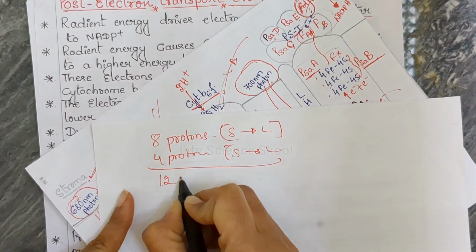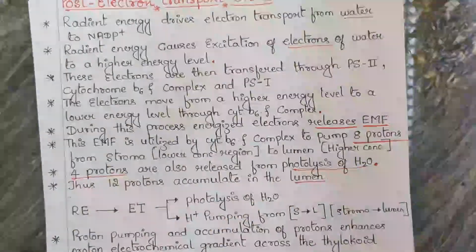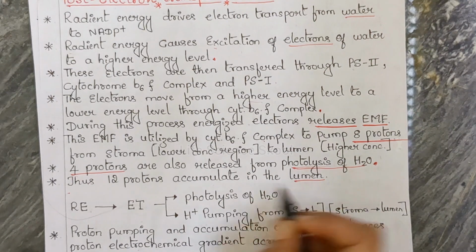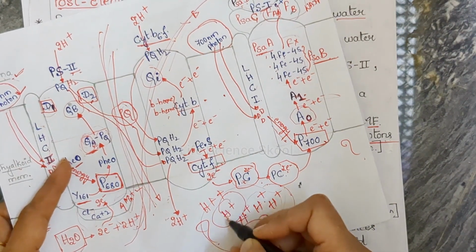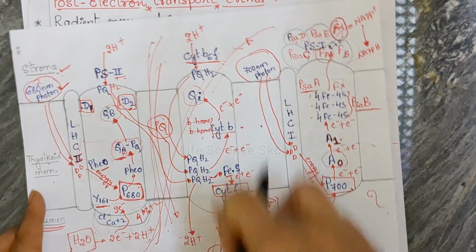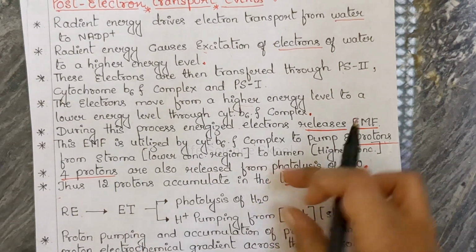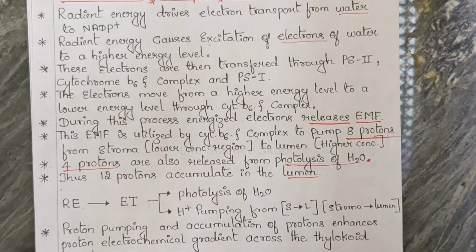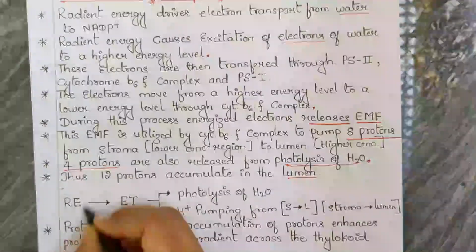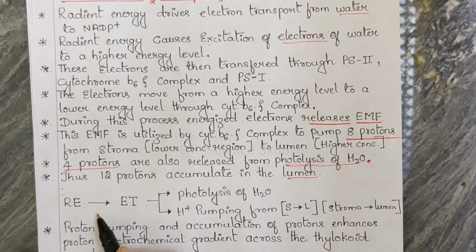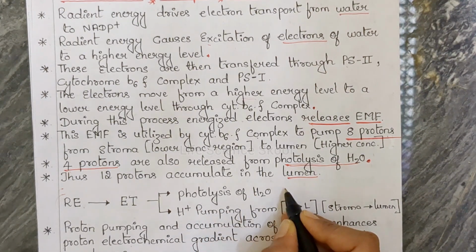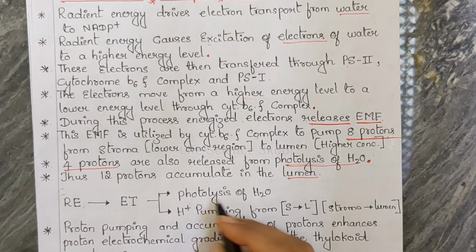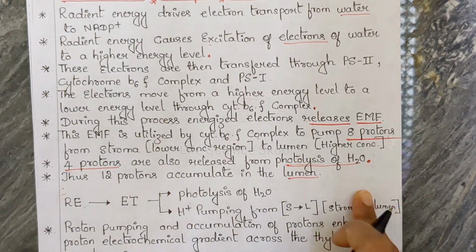So totally there will be 12 protons in the lumen now. Thus 12 protons are accumulated in the lumen, so there are more protons in the lumen, and this creates a gradient between the lumen and the stroma. In short, to help you understand, I have written it there: radiant energy drives the electron transport, photolysis of water gives 4 protons, and proton pumping from stroma to lumen gives 8 protons. That's the meaning here.